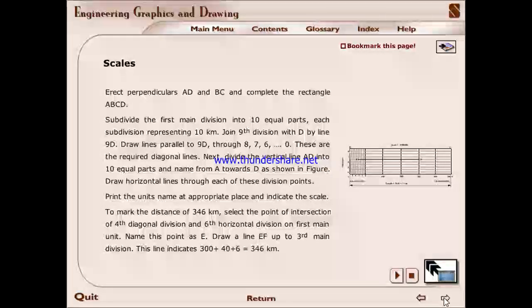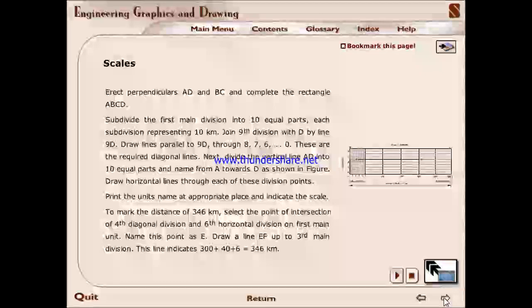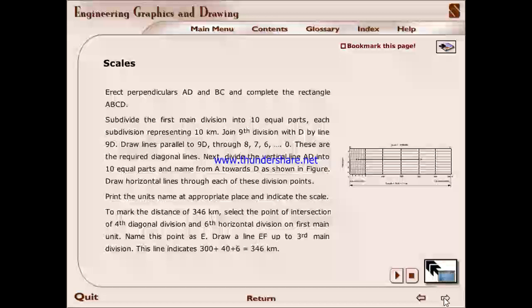Next, divide the vertical line AD into 10 equal parts and name from A towards D as shown in the figure. Draw horizontal lines through each of these division points. Print the units name at the appropriate place and indicate the scale. To mark the distance of 346 kilometers, select the point of intersection of the 4th diagonal division and 6th horizontal division on the first main unit. Name this point as E.